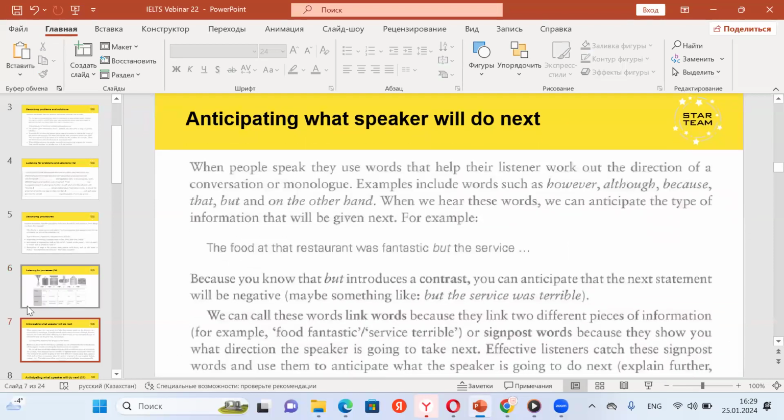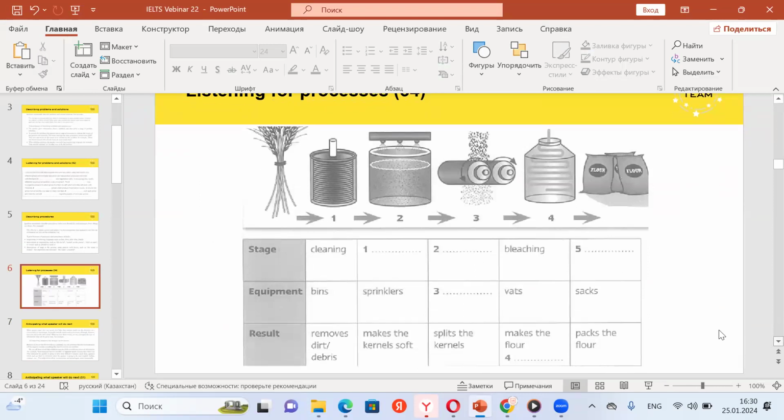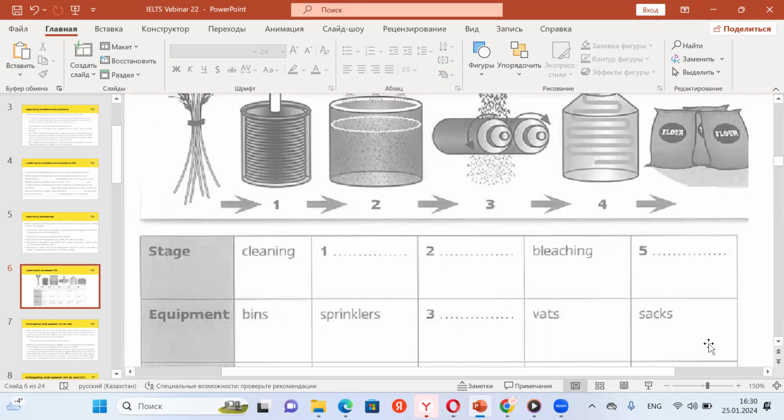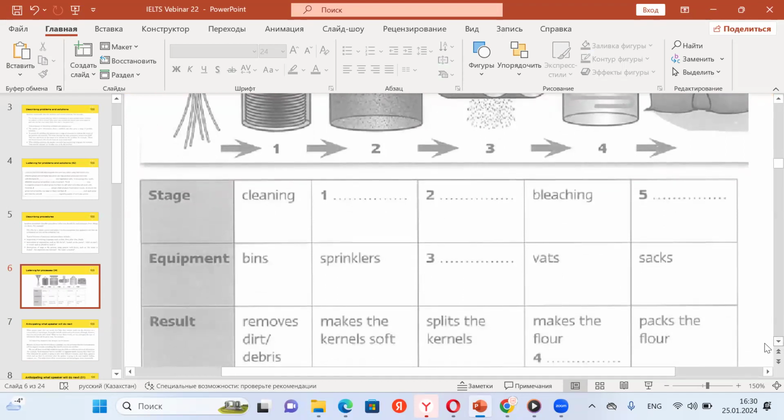One of the most widely occurring processes in the world is the production of refined flour from wheat through a process called milling. There are 4 main stages in the process. In the first stage, the cleaning stage, the wheat grains, or kernels as they are called, are placed in large bins which contain revolving blades. These remove any dirt or debris, leaving clean kernels for further processing.